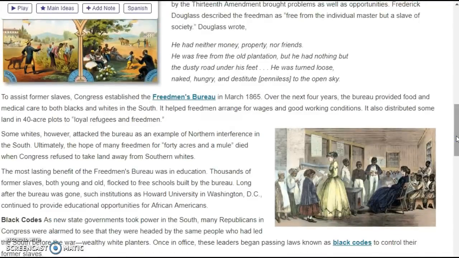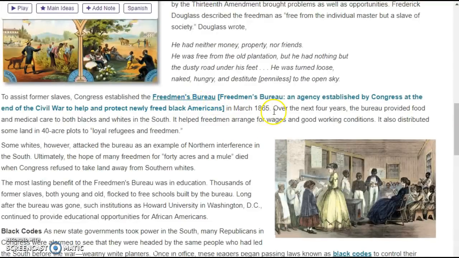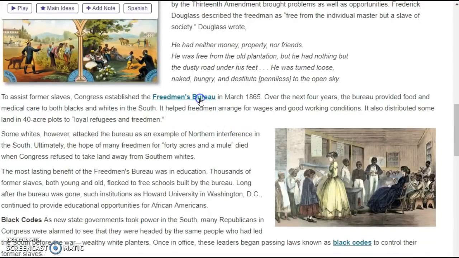To assist former slaves, Congress established the Freedmen's Bureau in March 1865. Freedmen's Bureau, an agency established by Congress at the end of the Civil War to help and protect newly freed Black Americans. Over the next 4 years, the Bureau provided food and medical care to both blacks and whites in the South. It helped freedmen arrange for wages and good working conditions. It also distributed some land in 40-acre plots to loyal refugees and freedmen.